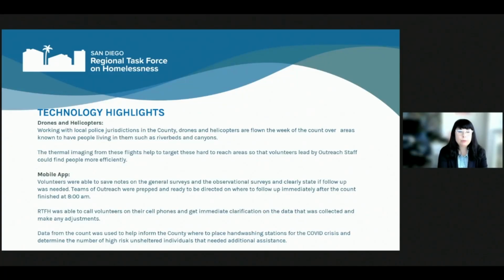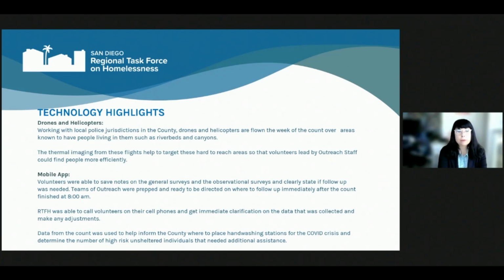A little bit too of the technology highlights that we've increased use of during our count. We do work with our local police jurisdictions all throughout our county. This is really important in our unincorporated and more rural areas, especially. We use drones and helicopters. They're flown the week of the count or the week before the count over areas known to have people living in them, such as our riverbeds and canyons.